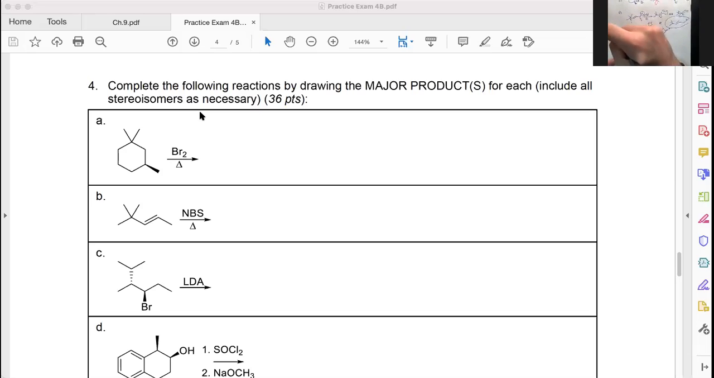All right, so C, we have what looks like E2 conditions. We have this secondary starting material. We have LDA, a bulky base. So we are thinking the Hoffman product, right? So honestly, I don't even actually have to think about stereochemistry with this isopropyl group, because that's the Zaitsev alkene, and we're getting the Hoffman alkene. Remember, we have beta 1, beta 2, and removing from beta 1 gives me Zaitsev, so not that one. But removing from beta 2 gives me Hoffman. So it's really easy, actually.